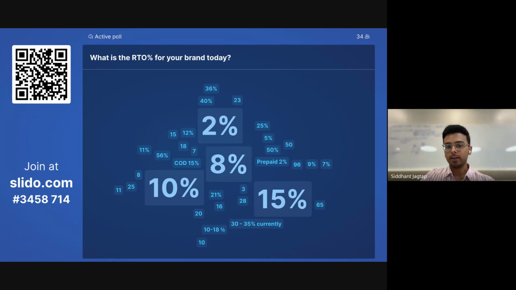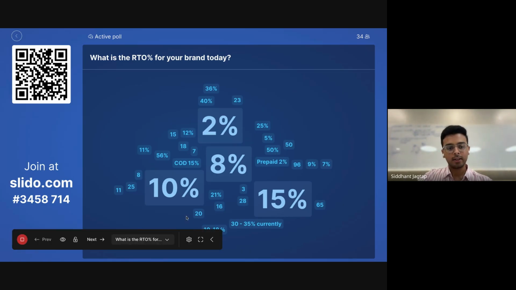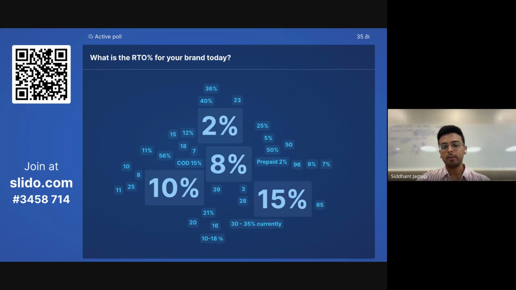So that's one insight which we are getting, again, crowdsourcing that insight itself. Cool. So now that we are aware that RTO is, let's say, 10 to 15% of your monthly GMV.